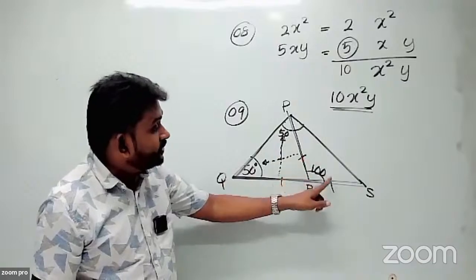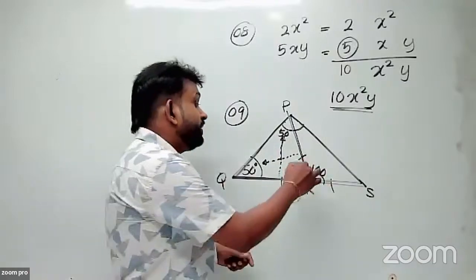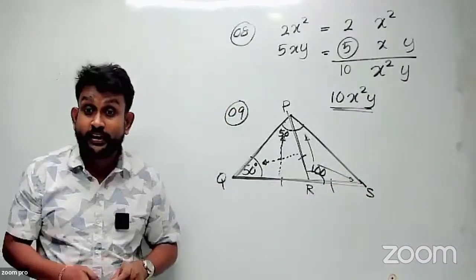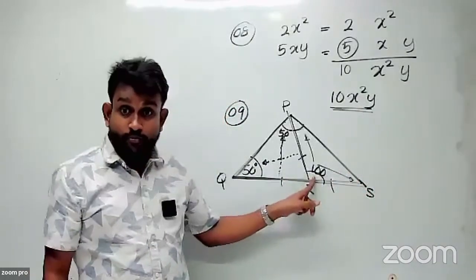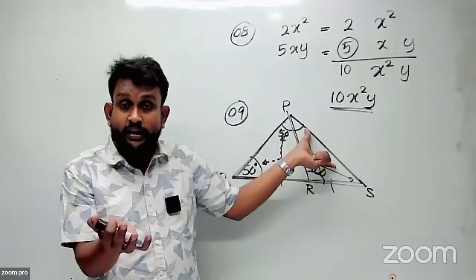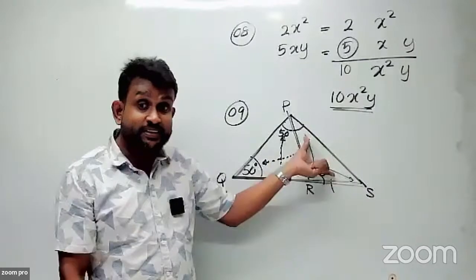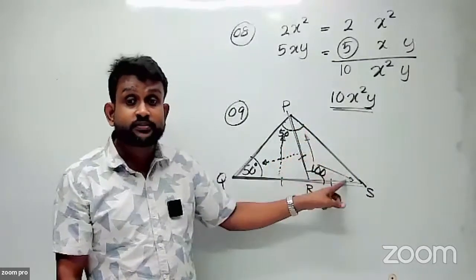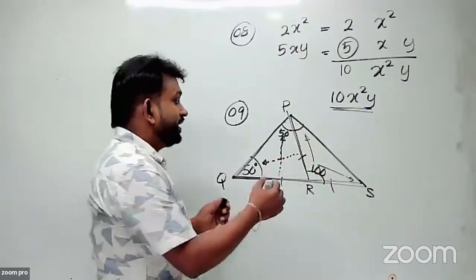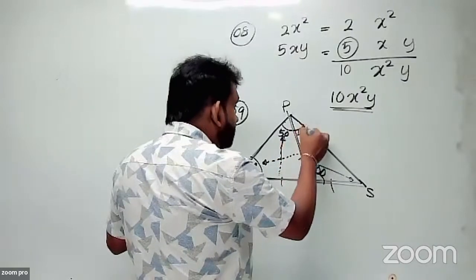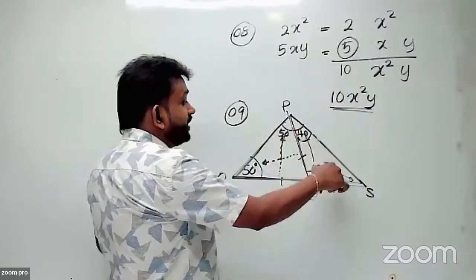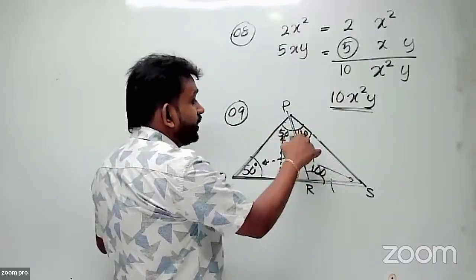Then you can see further that these two sides are equal, which means these two angles are also equal. In your mind, you can solve it. How? If this is 100, the balance shall be 80 because all three add up to 180. The balance 80 is shared equally between these two angles, because the sides are equal, so the angles are equal. So you can mark in the diagram itself that it is 40. How did it come? It is 100, the balance 80 shared equally, and one is 40.